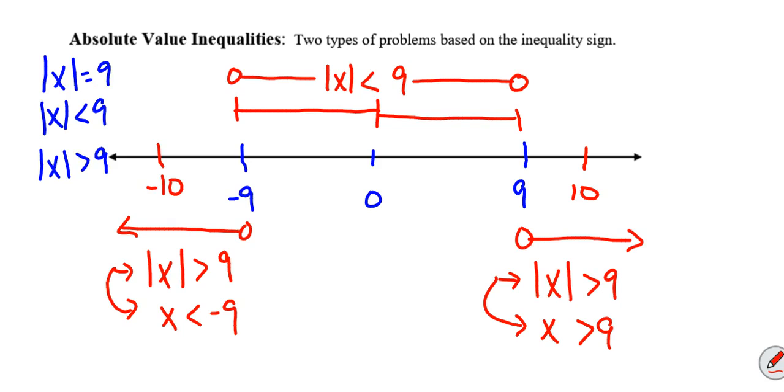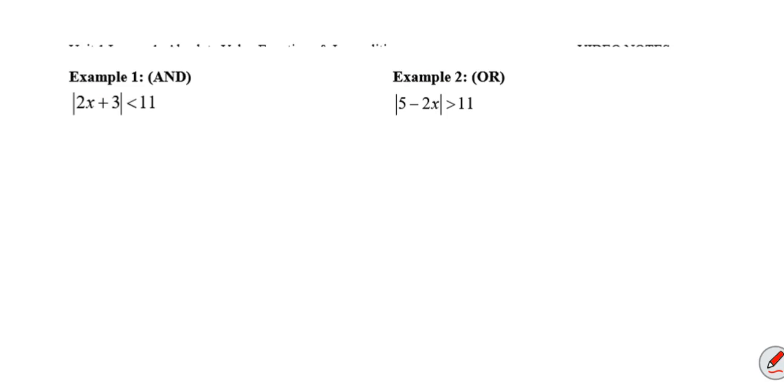All right? Let's take a look at a couple examples here. In this case, we're talking about less than, which we'll call and. Anytime you get a less than, it's going to be an and statement. All right? So the distance, again, is going to be between 11 and -11 because it's less than. It's going to be kind of in here in the middle. So in these types of situations, you can write it as a compound inequality.